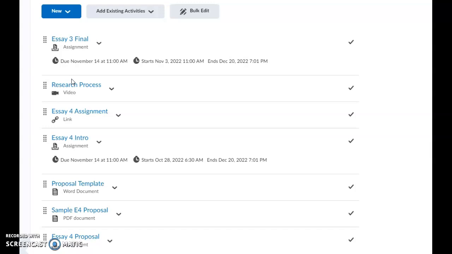Essay 3 is research question, research answer. Essay 4 is going to fall into what we call the research process. It's got 4 steps to it: practical problem, a research question, a research answer, a practical solution. Those 4 steps. I mentioned the practical problem when we talked about the essay assignment, and the practical problem comes up again in this research process video. So please take a look at that.